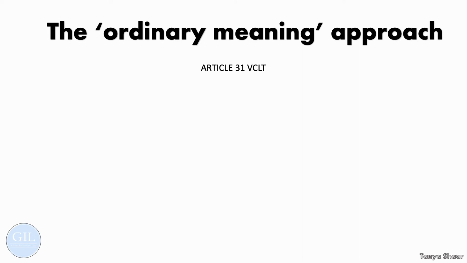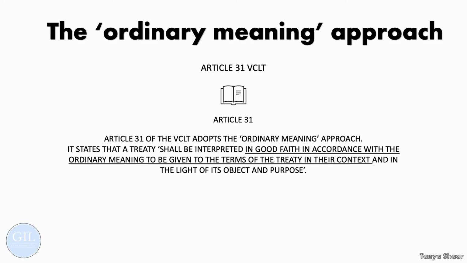Now, the ordinary meaning approach of the VCLT can be found in Article 31. As per this approach, a treaty shall be interpreted in good faith in accordance with the ordinary meaning to be given to the terms of the treaty in their context and in light of its purpose and object. Thus, object and purpose will not be irrelevant.